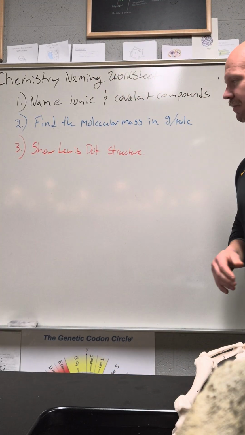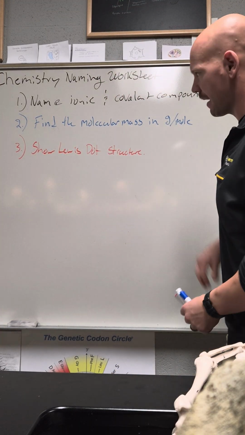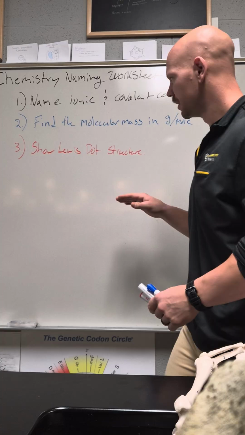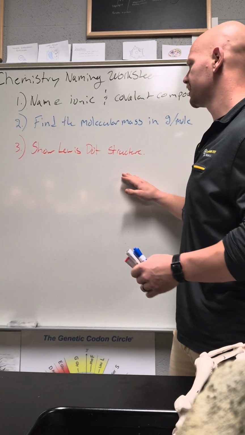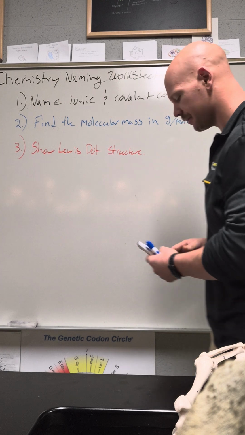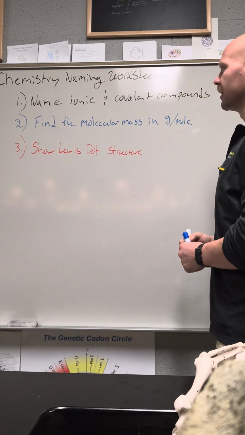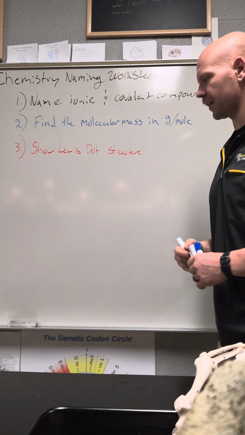All right, after you name them, I want you to find the molecular mass of them. Don't just look it up on your phone. All right, and then show the Lewis dot structure. Now I'll go into, there are differences in Lewis dot structures between ionic and covalent compounds, and that's important. But for this first part, let's talk about naming ionic or covalent compounds.